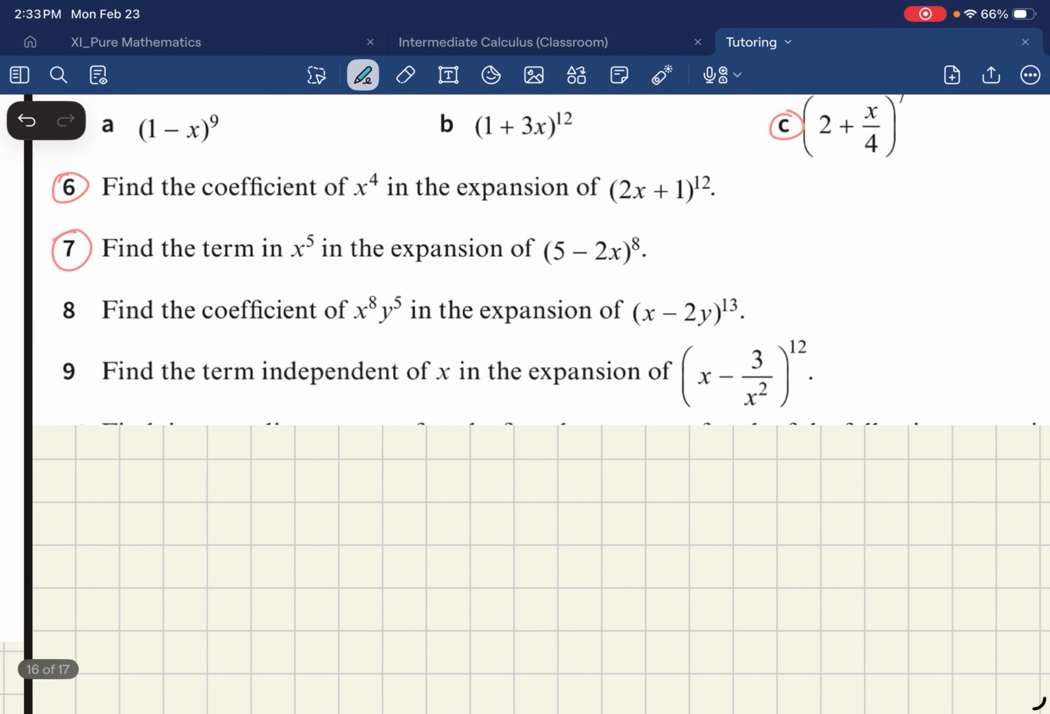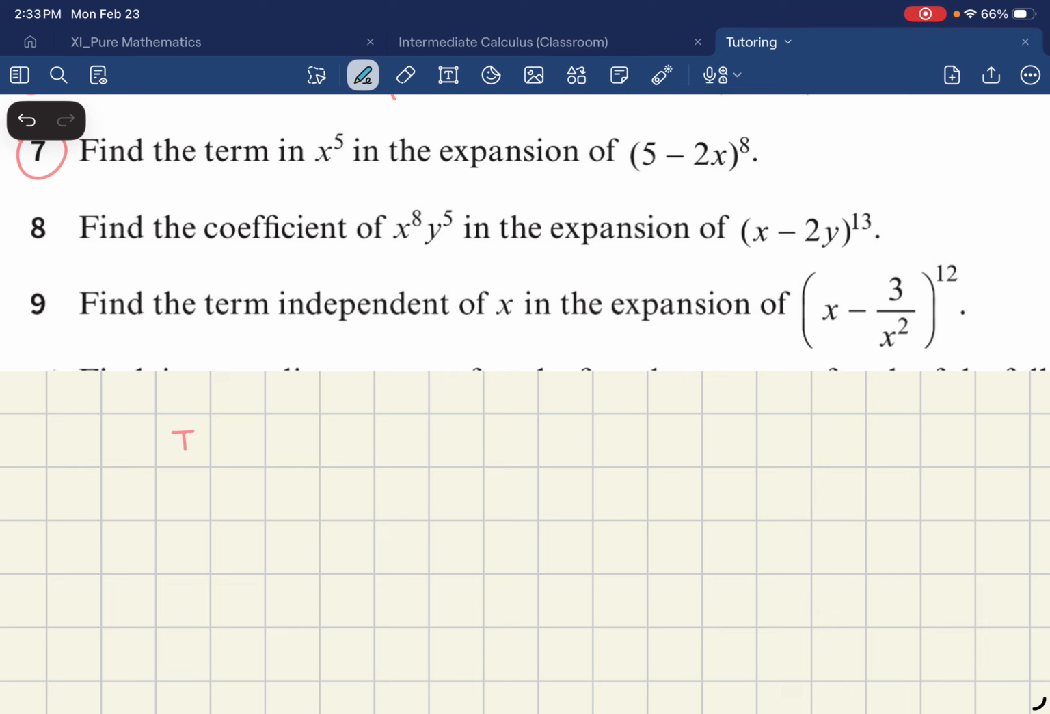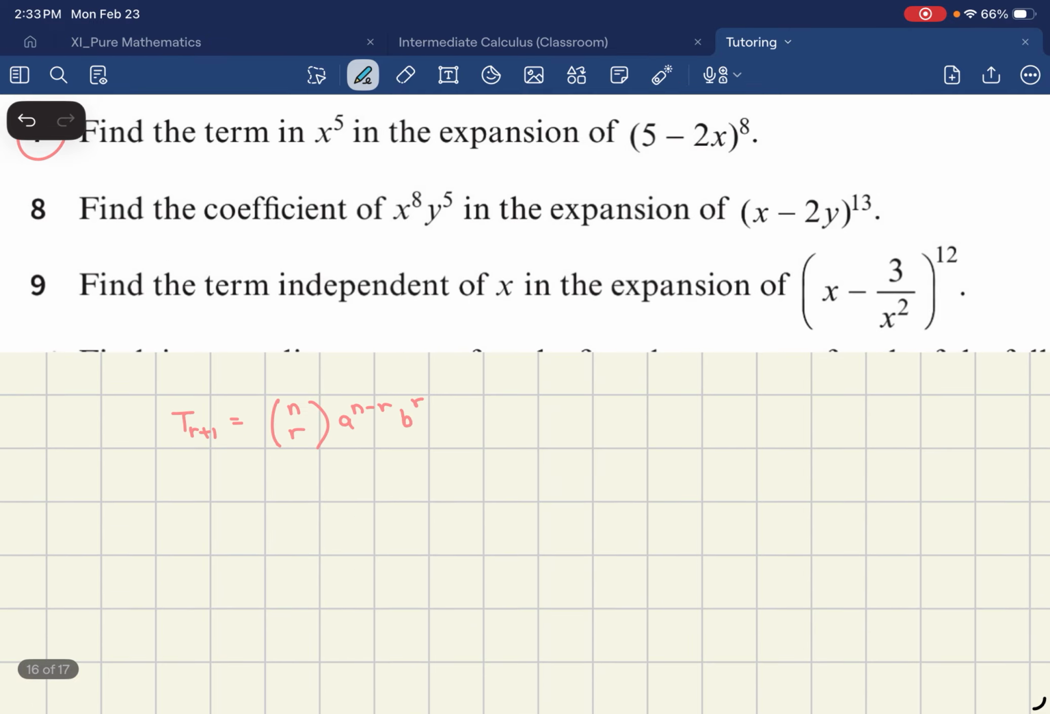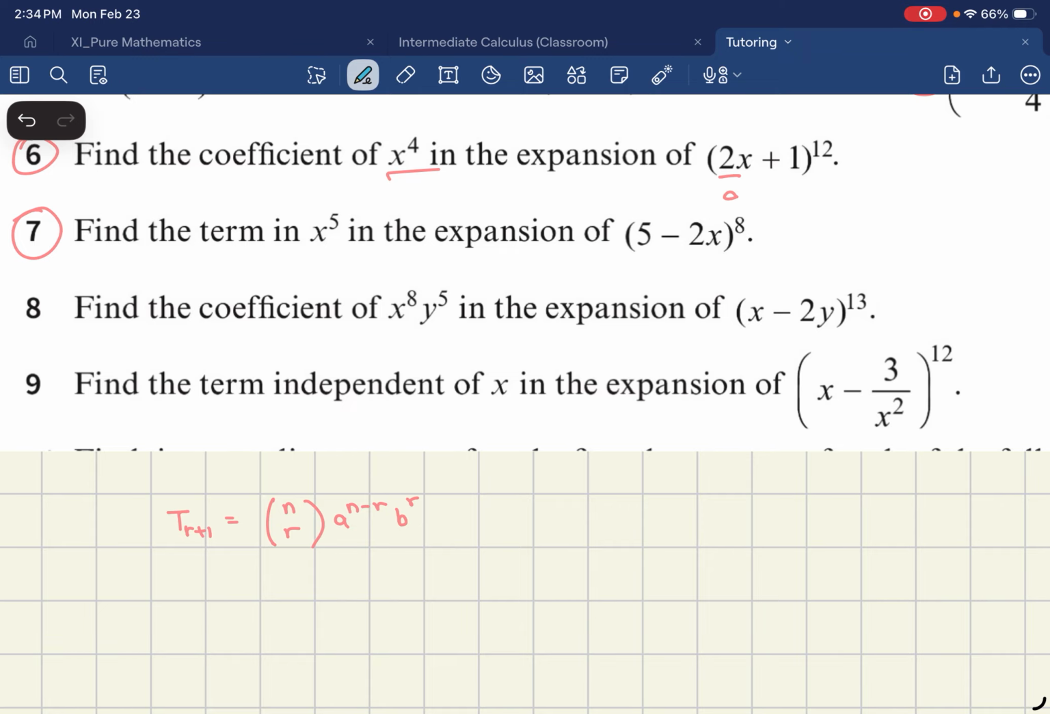So let's do question 6. Find the coefficient of x to the power 4. Well, let's use the general term. T r plus 1 is equal to n choose r, a to the power n minus r, b to the power r. So x to the power 4. All right, so we have, this is going to be a, this is going to be b, right? So we have, this is n.